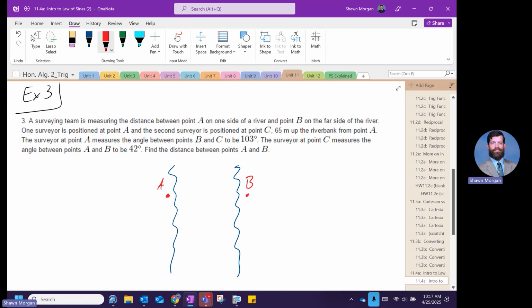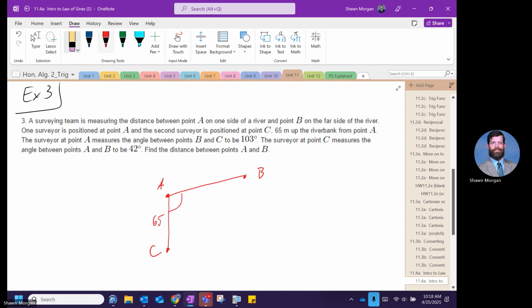One surveyor is positioned at point A. Second surveyor is positioned at point C, 65 meters up the riverbank. And it says 65 meters, so that's going to be this. And then the surveyor at point A measured the angle between points B and C to be 103. So I need to scoot point B up a little bit, because that angle right there is 103. And then a surveyor at point C measures the angle between points A and B to be 42.